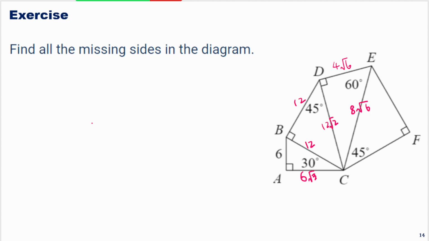Last, consider isosceles right triangle ECF, which is a 45, 45, 90 triangle with hypotenuse EC equals 8 square root 6. Then we know the legs each have length EC over square root 2, which is 8 square root 3, right? Any questions?